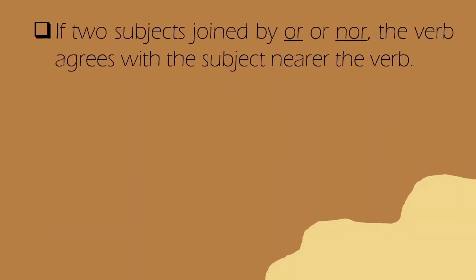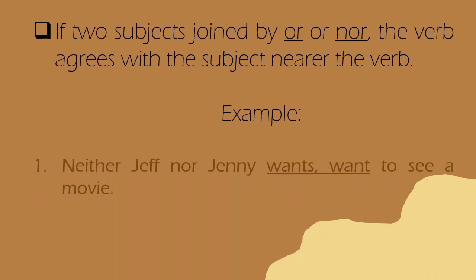If two subjects are joined by or or nor, the verb agrees with the subject nearer the verb. For example, neither Jeff nor Jenny wants or want to see a movie. So Jeff and Jenny are joined using nor, and the nearer subject is Jenny. Jenny is a singular subject, therefore we are going to use the singular verb, which is wants. So neither Jeff nor Jenny wants to see a movie.